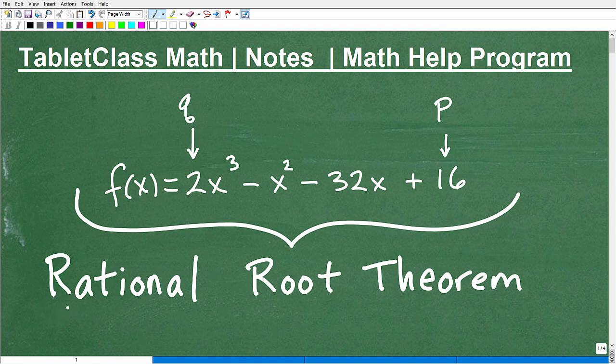Okay, let's talk about the rational root theorem. And this is an extremely important theorem in mathematics and specifically algebra. And it has to do with solving polynomial equations. So if we take a look at this particular function, this is a polynomial function. It's a third degree polynomial function.